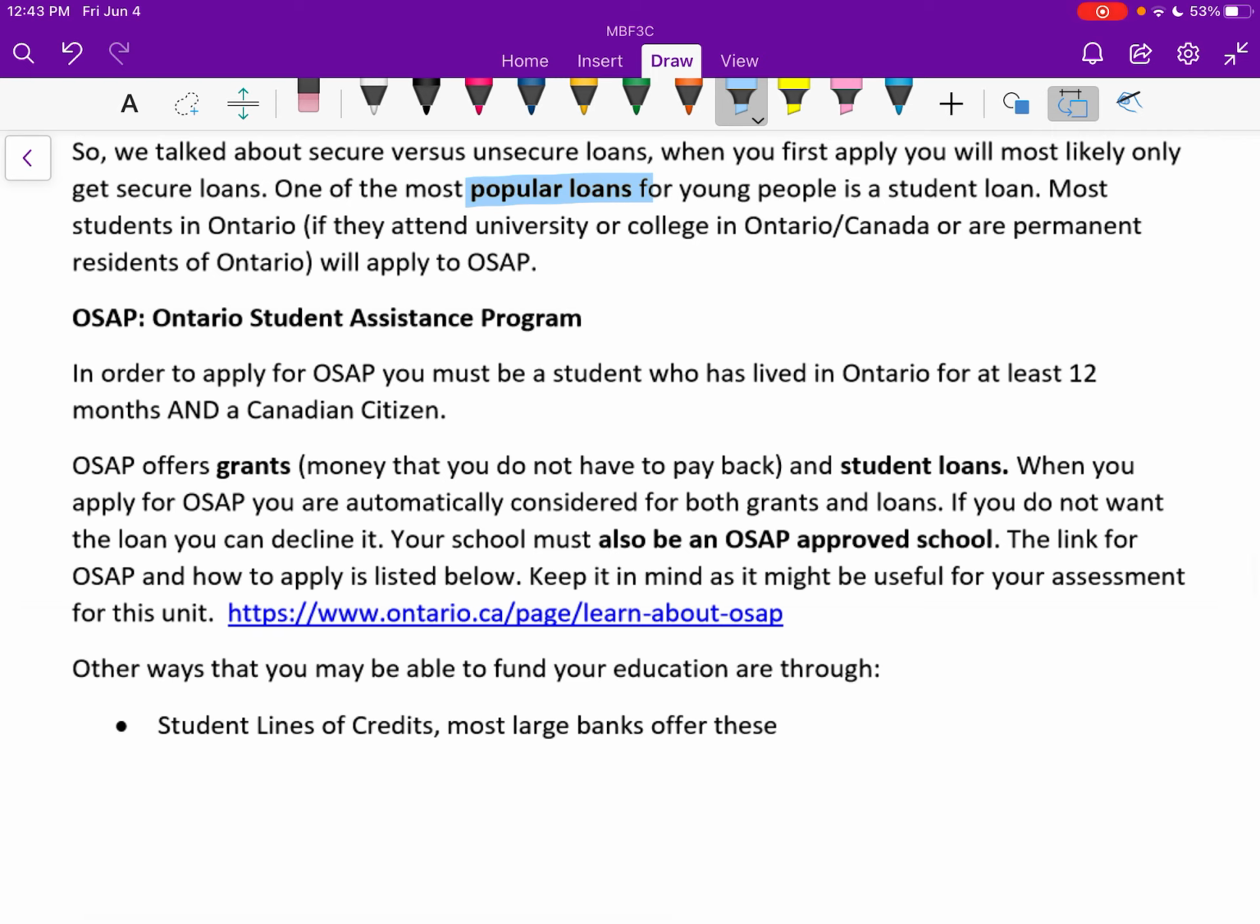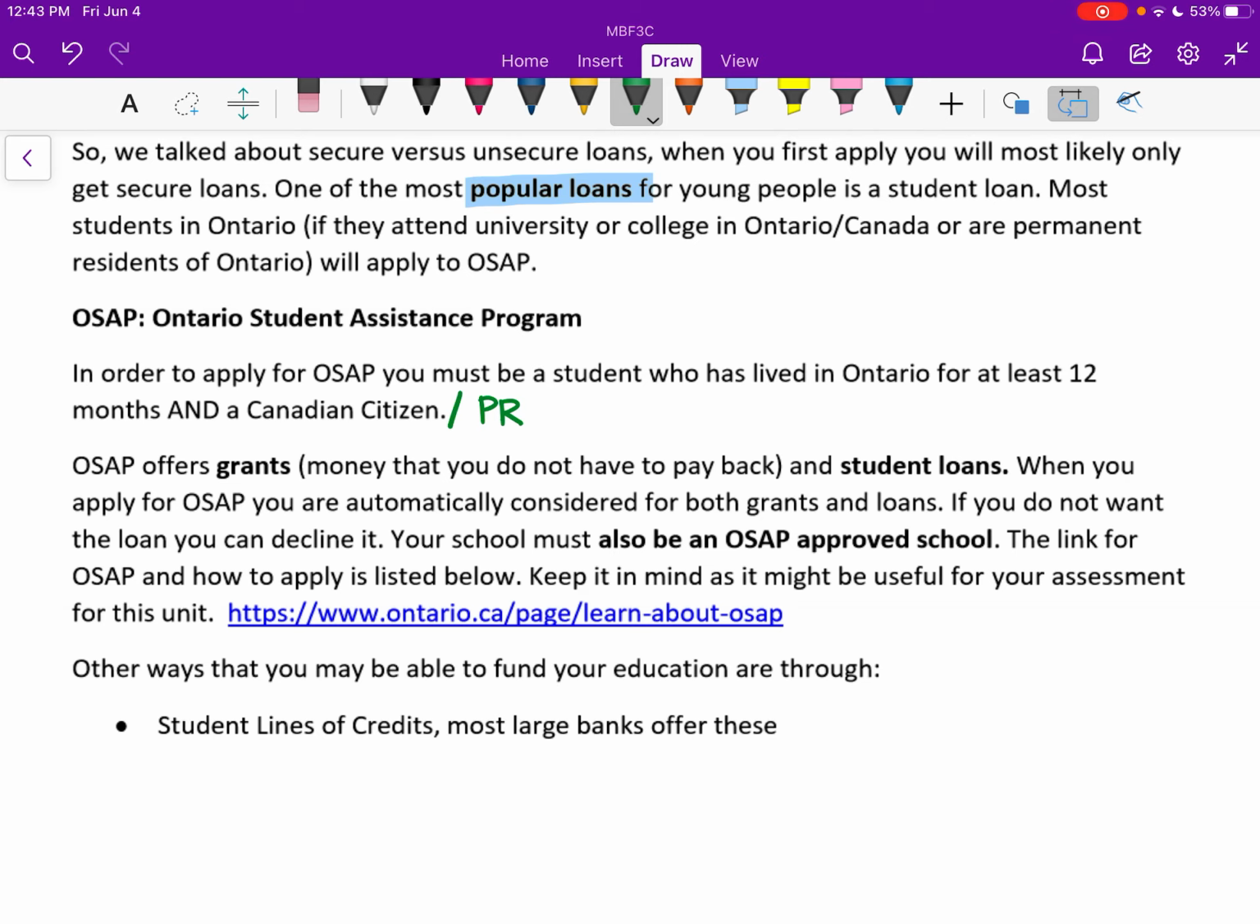In order to apply to OSAP, you must be a student who has lived in Ontario for at least 12 months and a Canadian citizen. This has actually changed to also include permanent residents, right? OSAP offers you two types of money, I would say. The first one is a grant. That's money that you do not need to pay back. And then you have student loans.